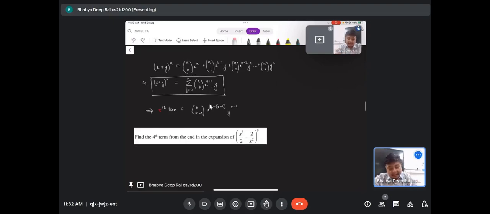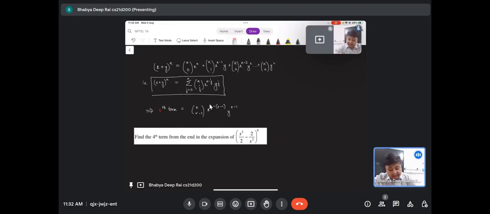In a more compact form, this is how you can write it: summation j goes from 0 to n of n choose j, x to the n minus j, y to the j. When you expand the summation, you get the above expansion. So this is the binomial expansion.